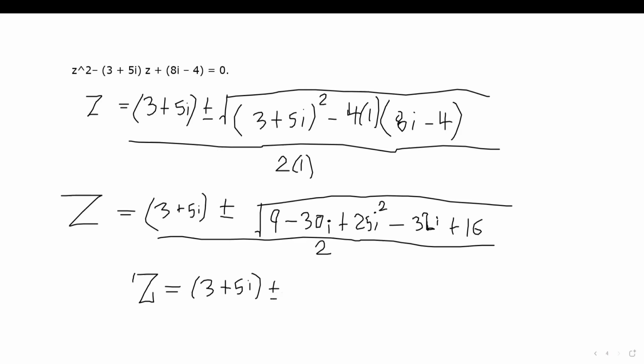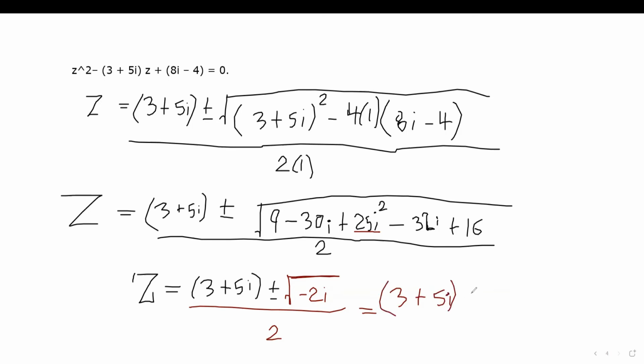Now look at this. You see this right here? I squared, remember, is minus 1. So this is minus 25. But minus 25 plus 9 plus 16 is gone. So the only thing left right here is minus 2i over 2. But remember, that's why they say hence, because the square root of minus 2i, we know it is 1 minus i. So it's going to be 3 plus 5i plus or minus.